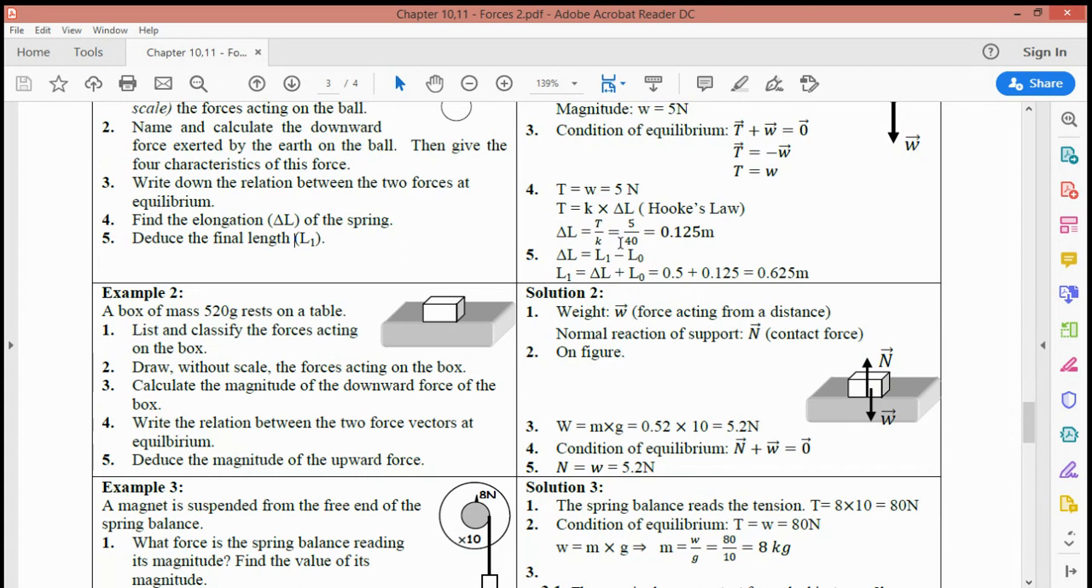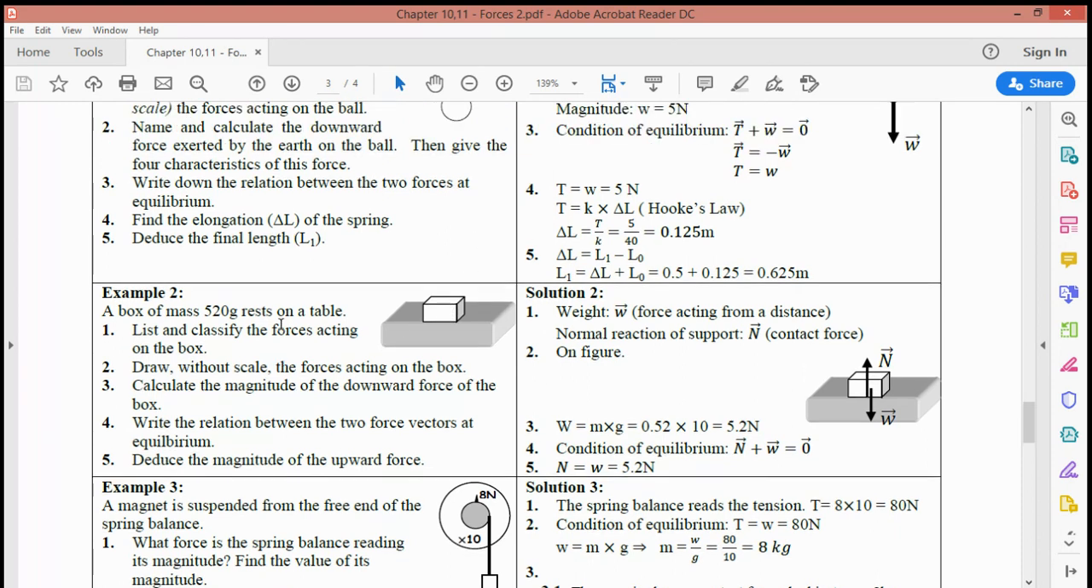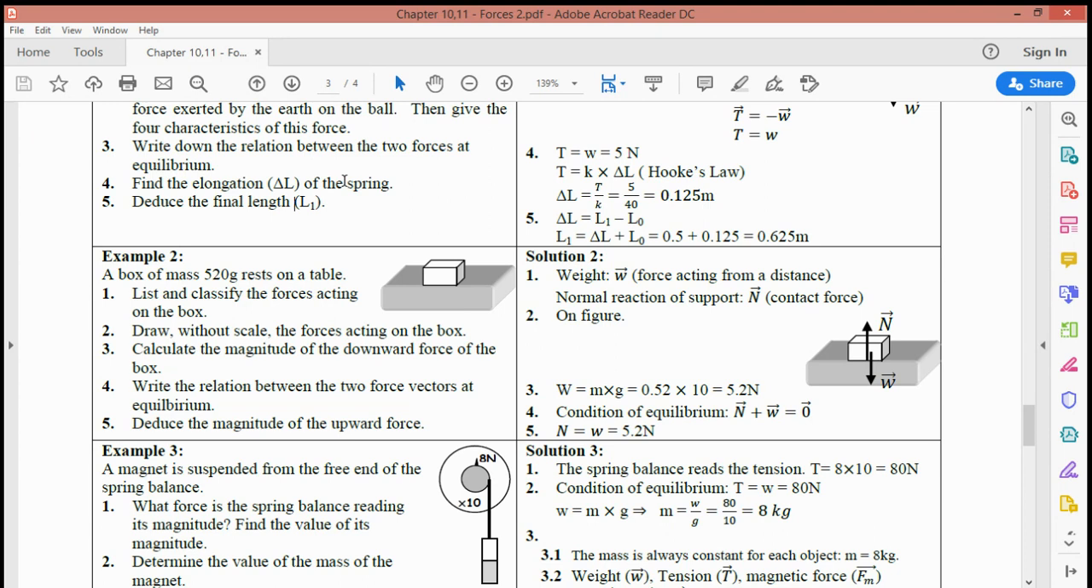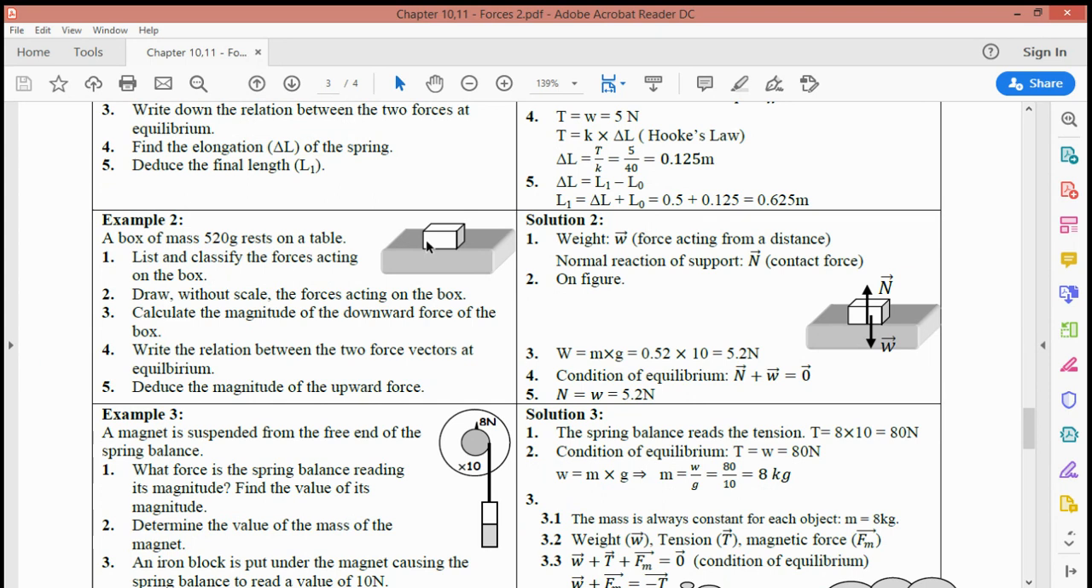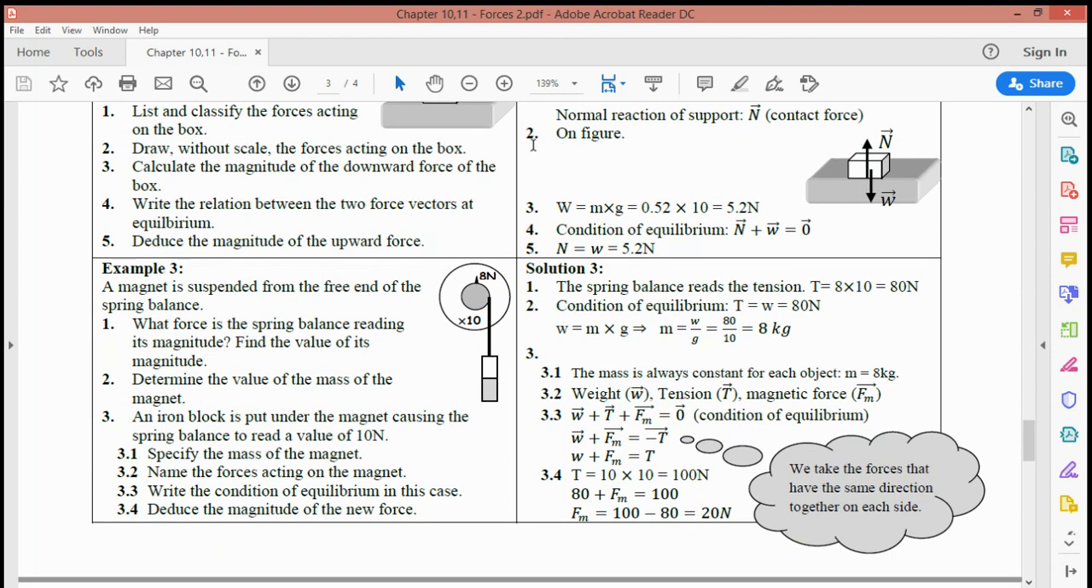Okay. In example 2, a box of mass 520 grams rests on a table. Since we have no spring or string, of course there is no tension force. There is a normal force. This example is similar to that, despite the fact that the force here is normal and not tension. Then classify. Classify means whether the force is a contact force or a force acting from a distance. As you can see, the example is similar.